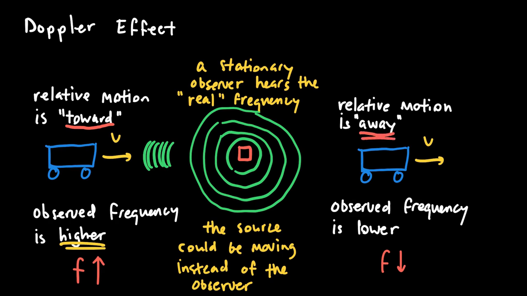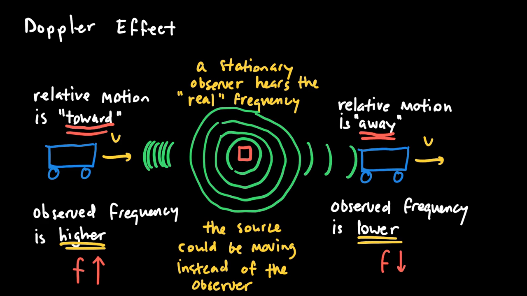However, if that same car is traveling away from the speaker and the relative motion is away, it's moving away as opposed to toward, then the observed frequency will be lower because those wave fronts, relative to the motion of this car, are going to be more spread out. The wave fronts don't catch up to the car as easily if it's traveling away from it, and so it appears as though they've spread out, and that car would observe a lower frequency.